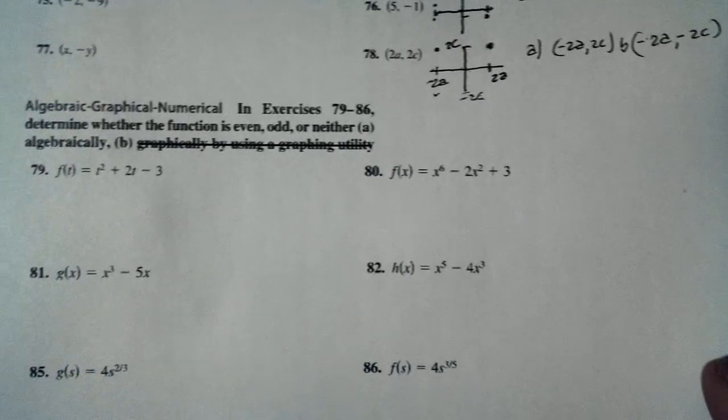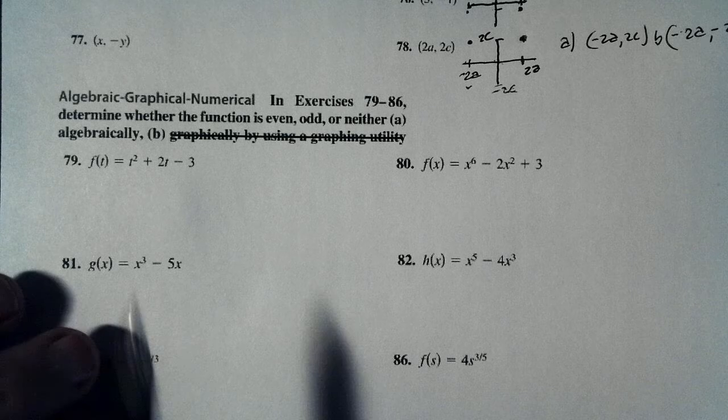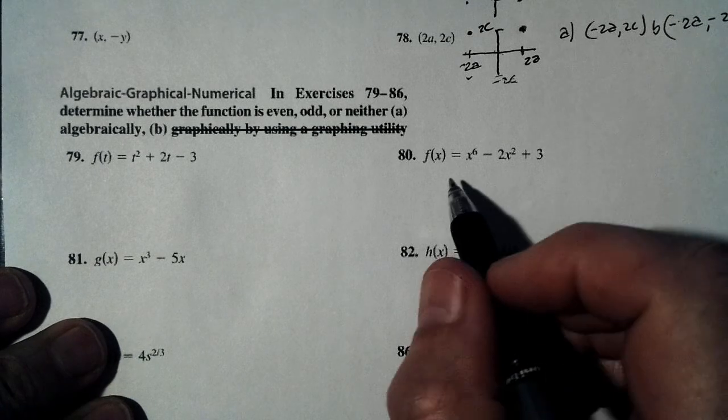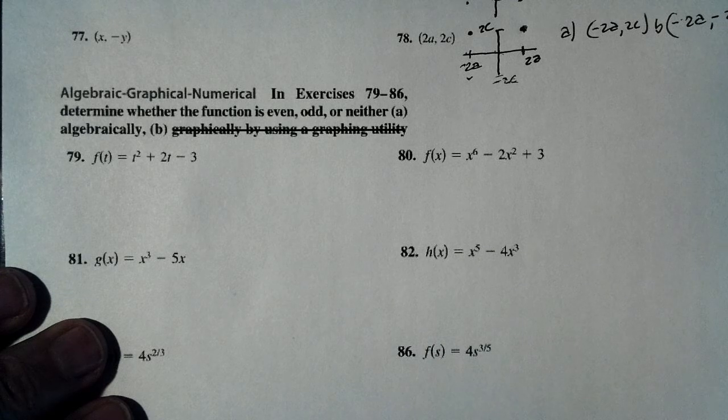Okay, and then the algebraic process. You can do this with a graphing calculator, but we kind of did that up in 65 through 70. So I'm looking at just this first part. Is determine. We're not even going to have a graph. Here's the algebraic process for determining if a function is even, odd, or neither.